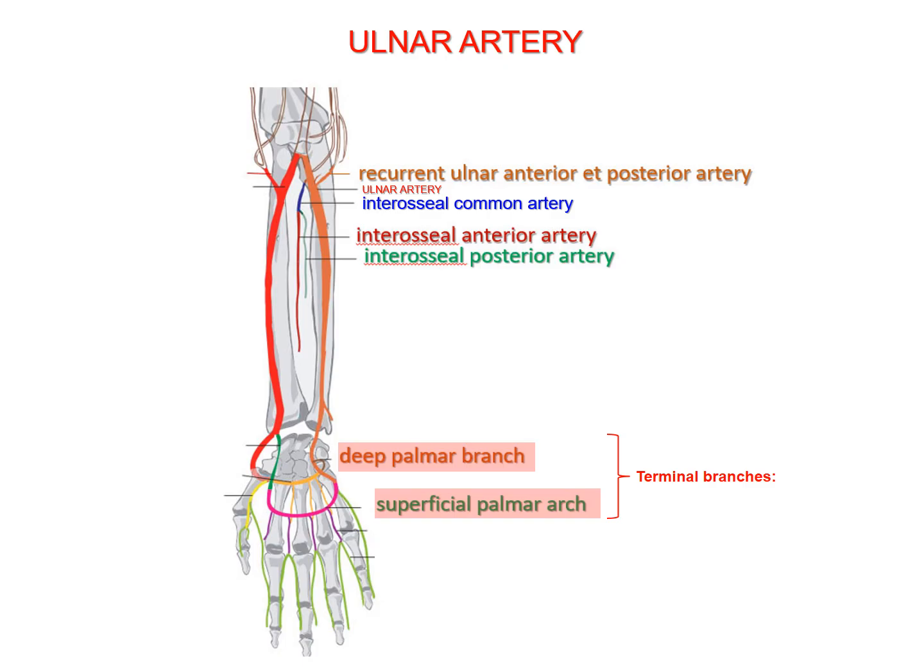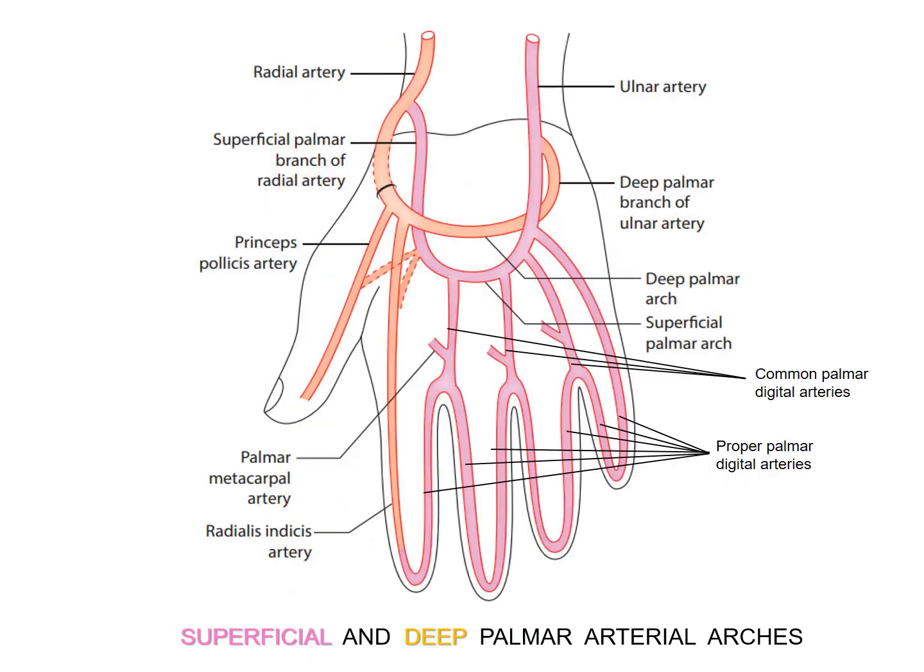The terminal branches are two. The larger superficial branch continues as the superficial palmar arch, while the smaller deep branch joins the deep palmar arch. In the hand, the ulnar and radial arteries interconnect to form two arches. The radial artery contributes mainly to the supply of the thumb and the lateral side of the index finger. The ulnar artery contributes mainly to the supply of the rest of the digits and the medial side of the index finger.